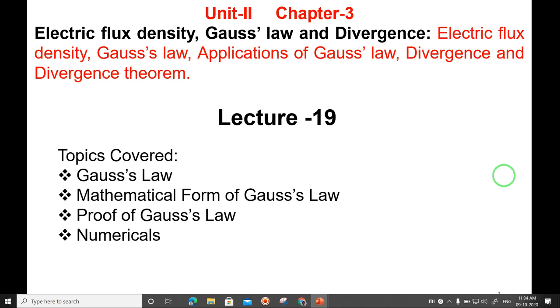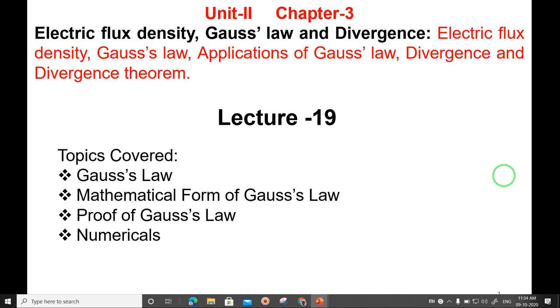In today's lecture, we are going to study Gauss law, the mathematical representation of Gauss law, and the proof of Gauss law, and we'll solve a few numericals based on that. In the previous chapter, we derived the electric field intensity due to point charge, line charge, surface charge and volume charge using Coulomb's law. Here, instead, we will use Gauss law to find the electric flux density due to point charge, line charge, surface charge and volume charge.